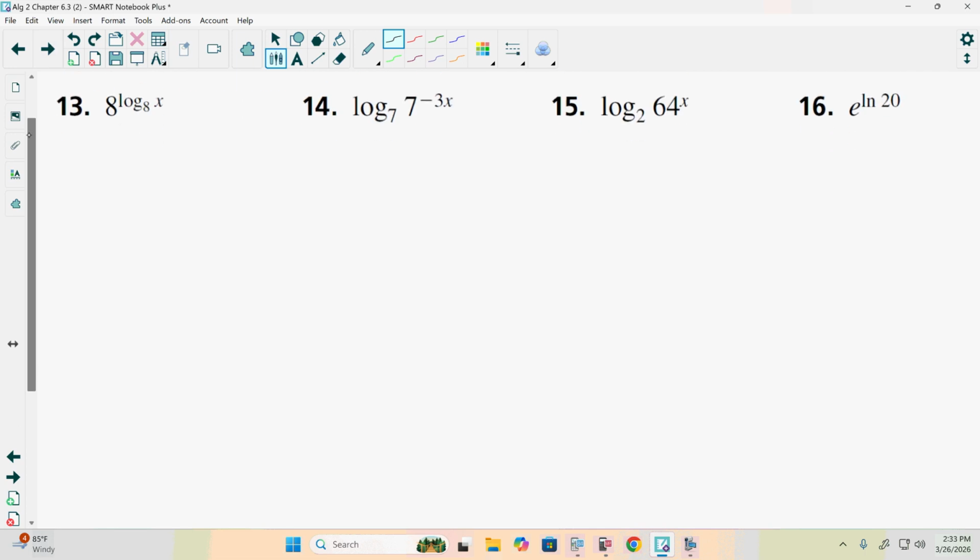8 to the log base 8 of x. Yes, it would be x. Log base 7 of 7 to the negative 3x. Yes.